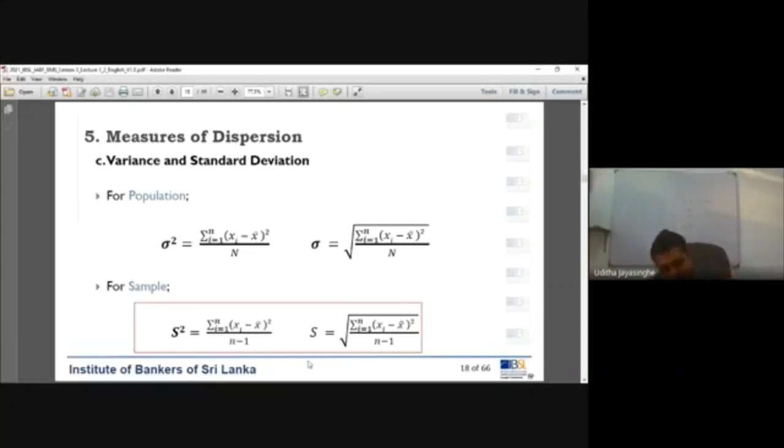But for the sample, students, if you carefully look at it, you may say, okay, for the population you had capital N, and for the sample we have to take simple n. But instead of simple n, I have taken simple n minus 1.